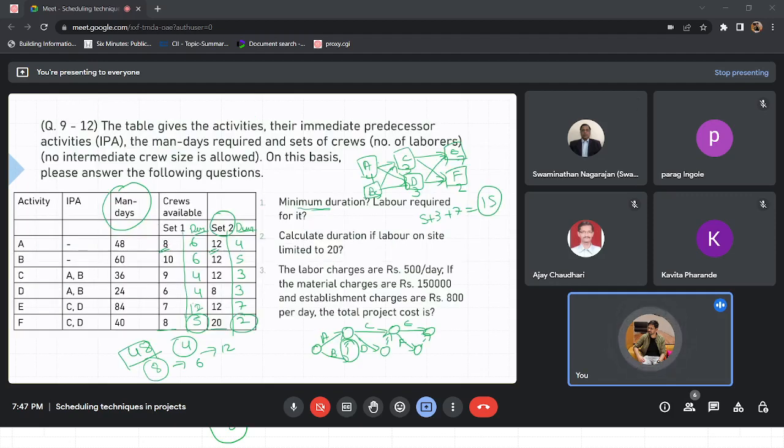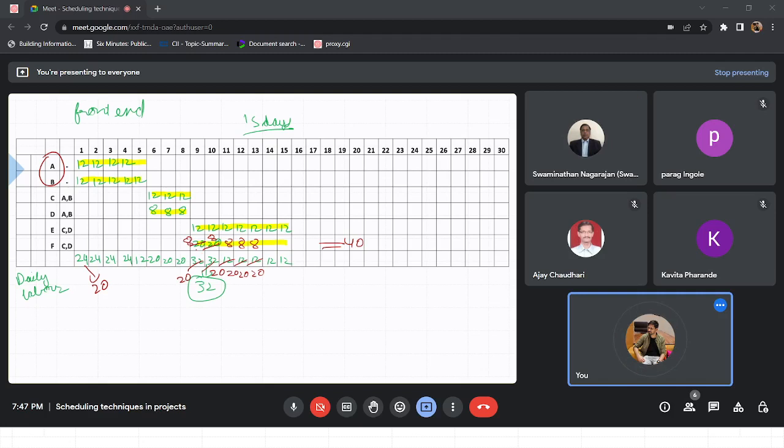So if we see here, if we anyway adjust it, like these sets 8 and 12, 10 and 12, if we take 8 for activity A and 12 for activity B, we can do it within the limiting condition. But obviously it is going to increase your duration.